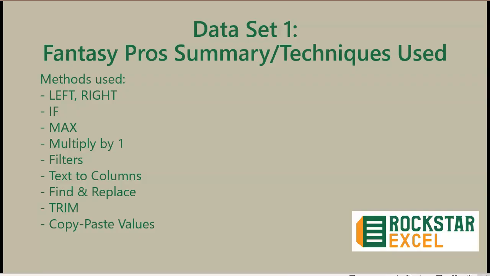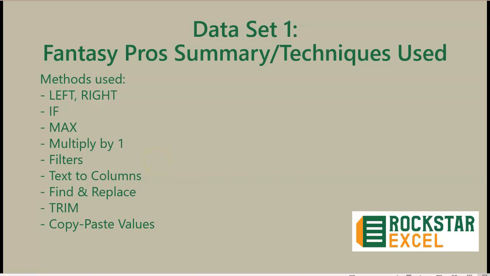So to summarize, the methods I used were the text functions left and right, an if statement, max, which returns the maximum of a group of numbers, multiplying by 1 to convert a number stored as text into a number, filters, text to columns, find and replace, trim, which removes leading and trailing spaces, and then finally copy-paste value.